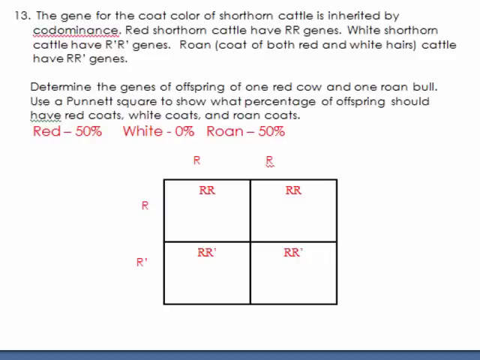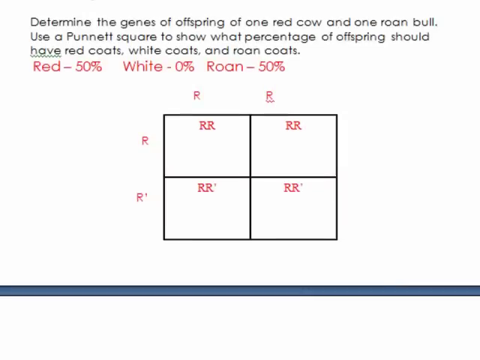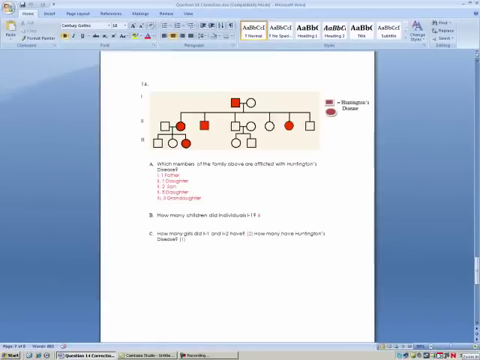Notice that the genotype for the red parent has been placed along the top, and the genotype for the roan parent has been placed along the left-hand side. By completing the Punnett square, we can see that 50% of the offspring are red, none are white, and 50% of the offspring are roan.